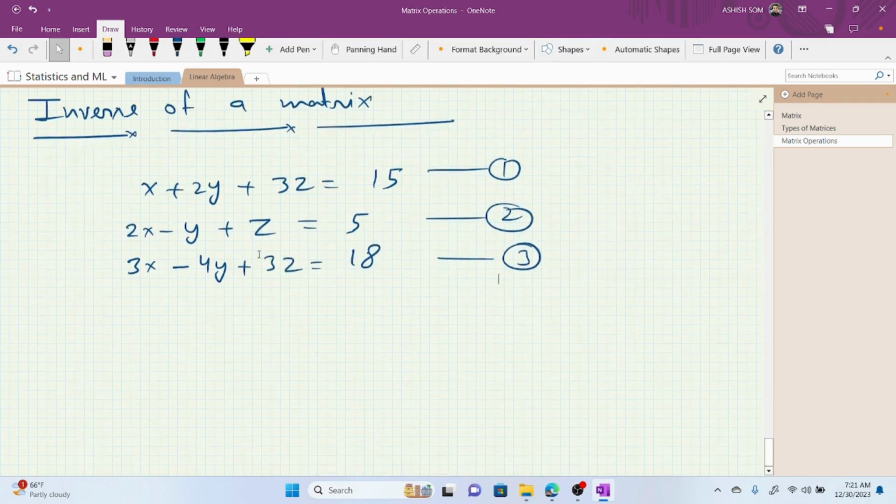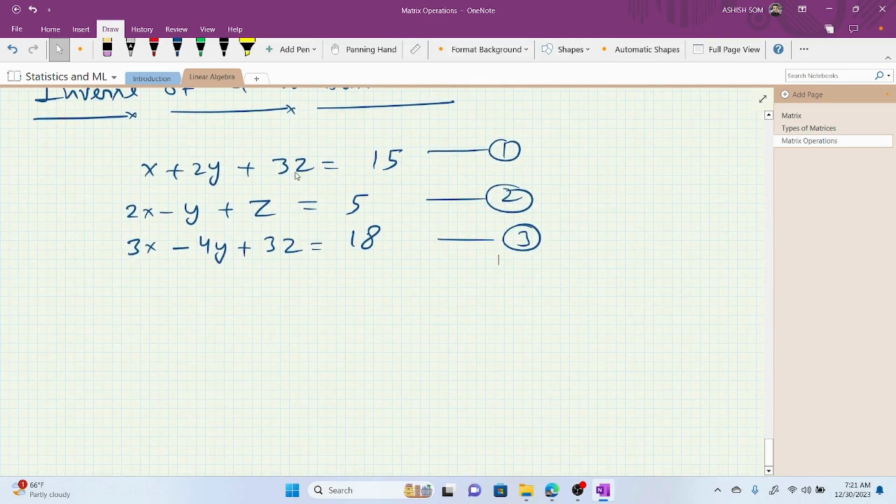Mathematically, as we used to do in our school days, I can multiply some variable with some value and make the coefficients equal, and start eliminating the variables one by one. First I will calculate the value of x, then I will put the value in and get y, and then I'll get z, like that.